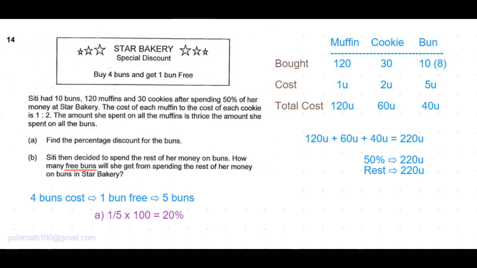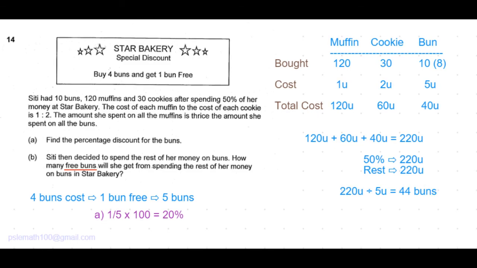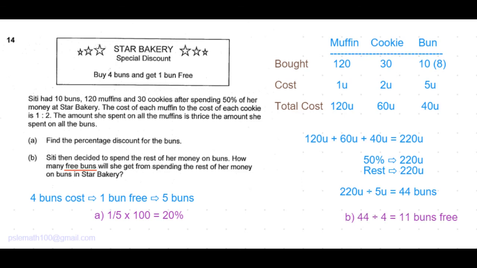So with this 220 units of money and each bun costing 5 units, she can buy a total of 220 units divided by 5 units, which is equal to 44 buns. So the total number of buns that she pays for is 44 buns. But for every 4 buns, she gets 1 bun free. So 44 divided by 4 is equal to 11 free buns. So the answer to part B of the question is 11 free buns.